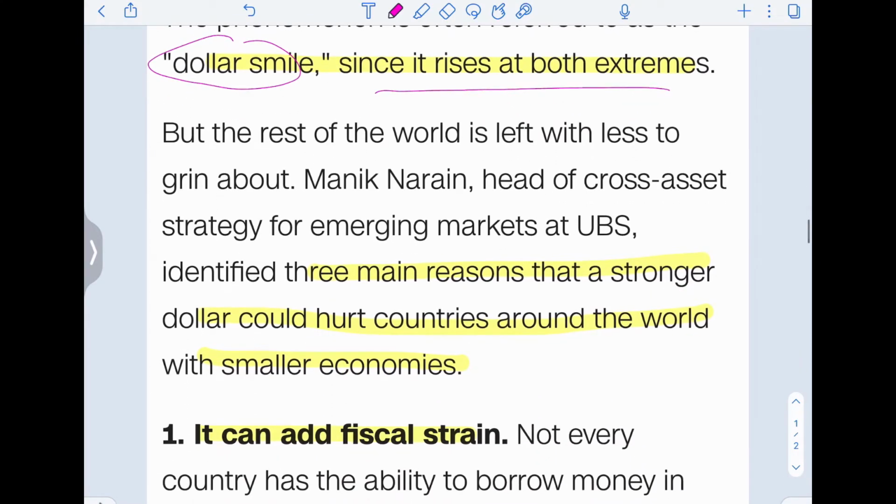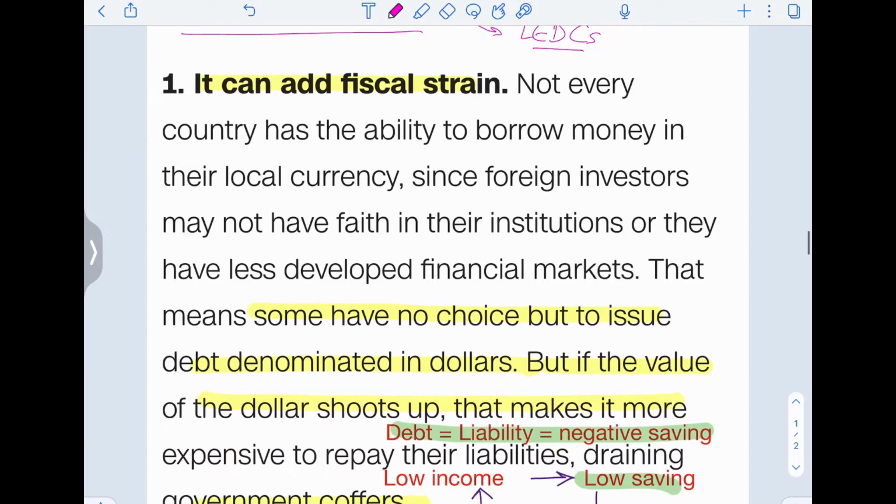Okay? So, what are the three main reasons that the author lists that a stronger dollar could hurt countries around the world with smaller economies? Here we're talking mainly about LEDCs, countries with smaller economies. Number one, it can add to fiscal strain.